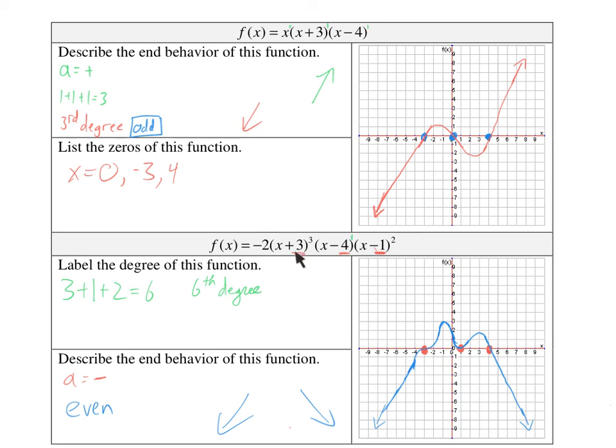I have my zeros. I have a twist at -3. I have a straight through at 4. And right here, I have a bounce at 1. And my end behavior, or what I wanted. And I now have a sketch.